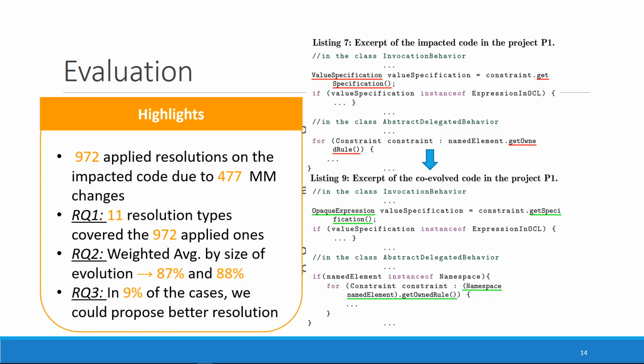For example, here I have an excerpt of code that was impacted by a change of type of the element specification and the push property of owned rule. The code was deleted, while we could have easily co-evolved it by simply changing the type of the assignment here and adding a check of type and conversion of type to the method get owned rule.